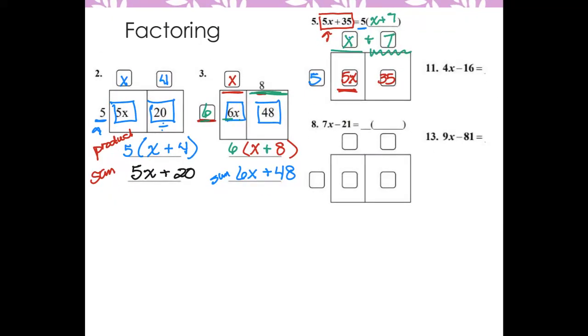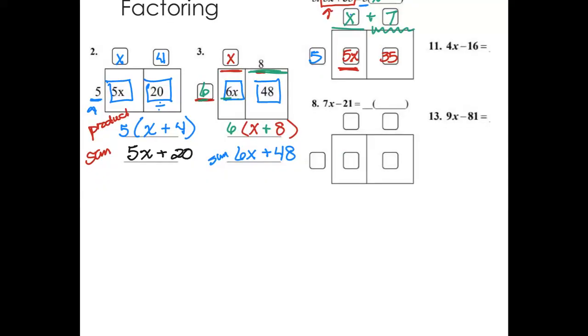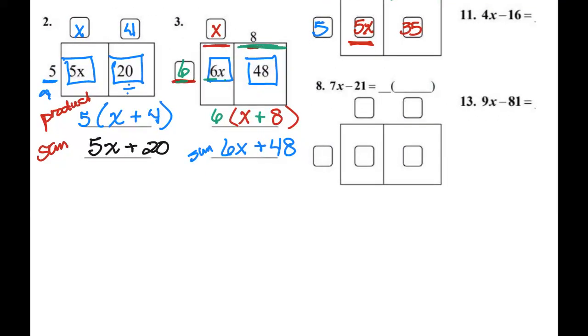No. All right, so number 8, going down below. 7x minus 21. How is that going to fit within my larger rectangle? So the first rectangle would have an area of how much? 7x. The second rectangle would have an area of negative 21. Now, what is a common factor for both of those? So reverse distributive property. What's going to go right here? It's a factor of 7x and a factor of negative 21.